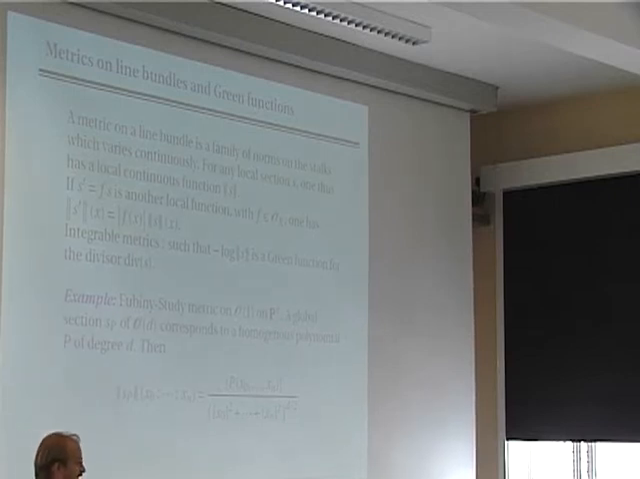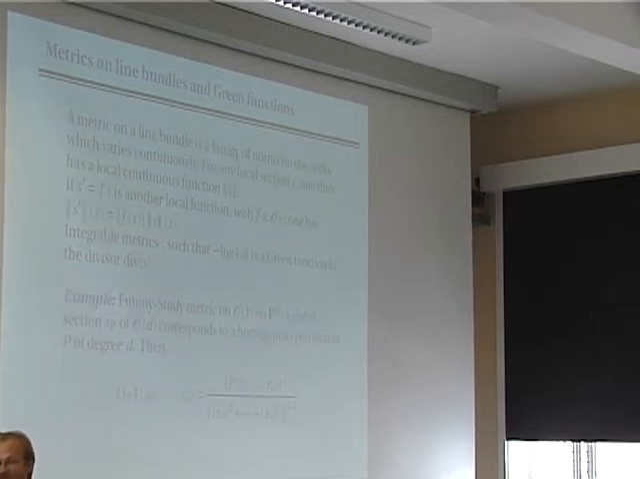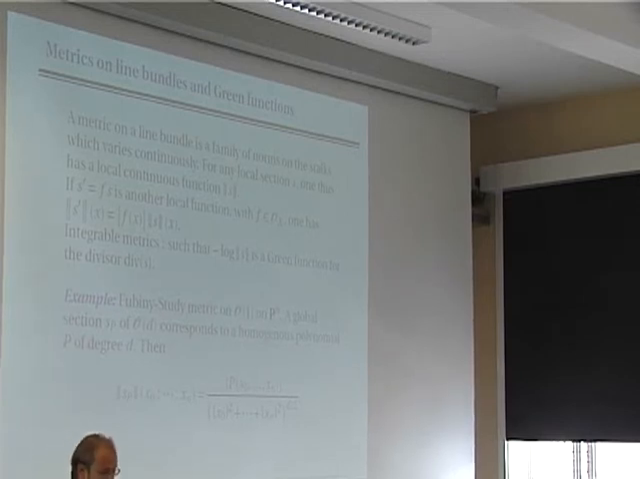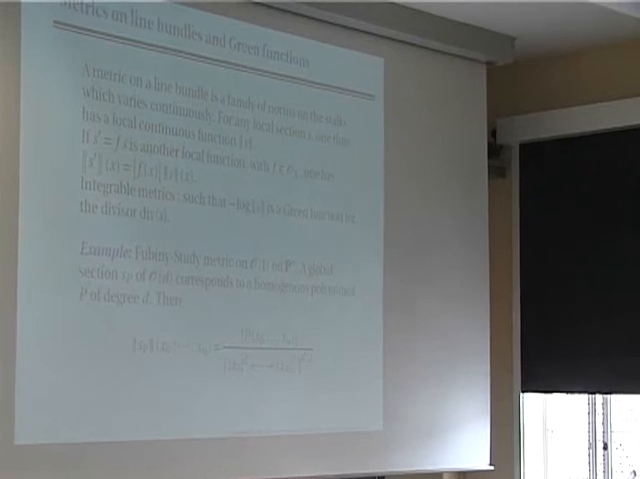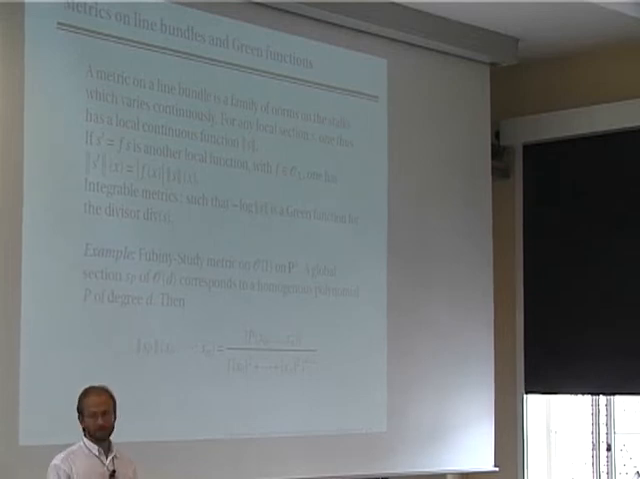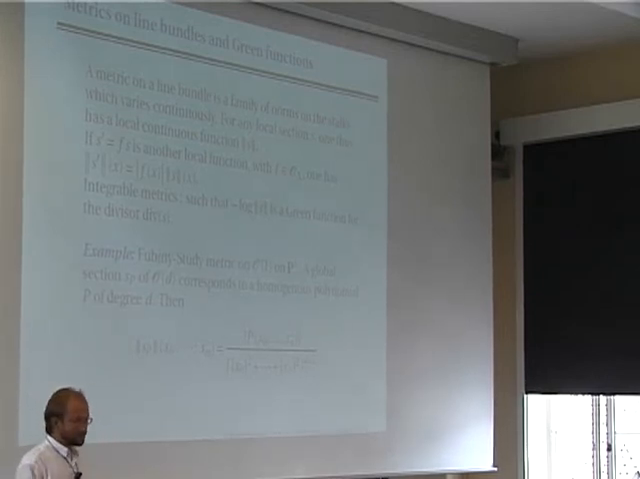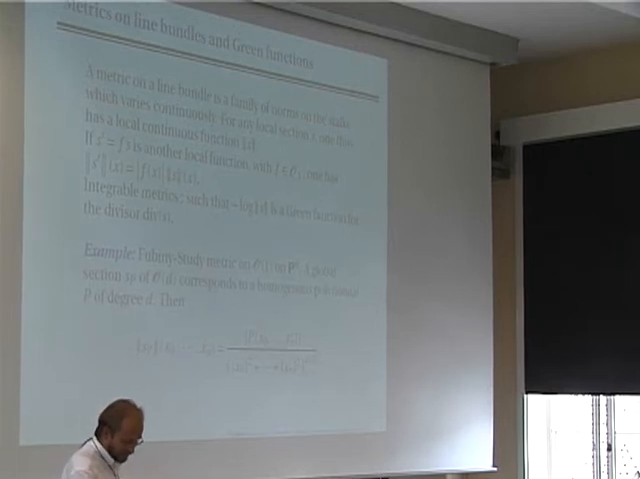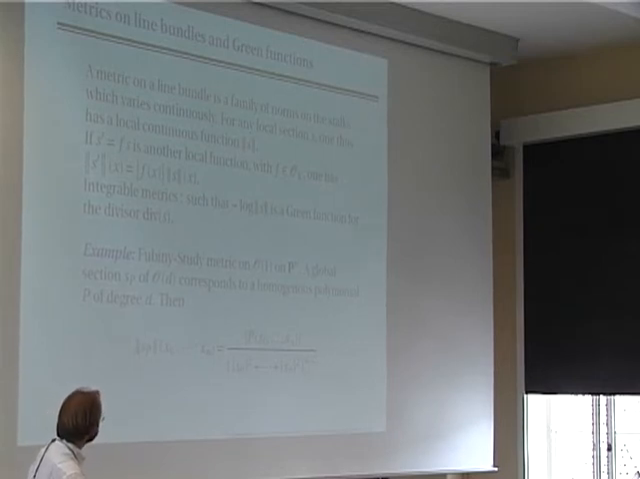And the only metrics I want to consider are the metrics related to Green functions in the sense that I defined earlier. So I will look at integrable metrics, which are metrics such that minus log of the norm of a section is a Green function for the divisor of this section. And one can show that it does not depend on the choice of the section, or even the meromorphic section you choose. One example, which I wrote already on the blackboard, is the Fubini-Study metric. I wrote down the formula for the section of the line bundle O(1), but it's the same.